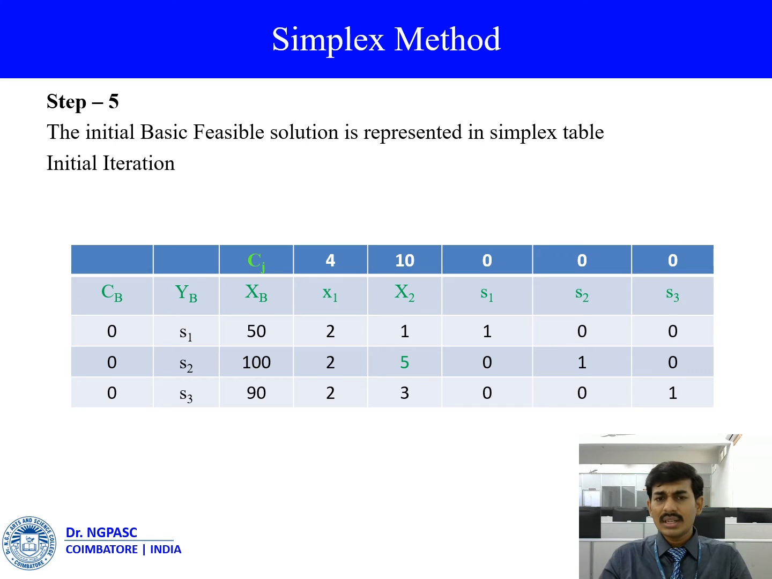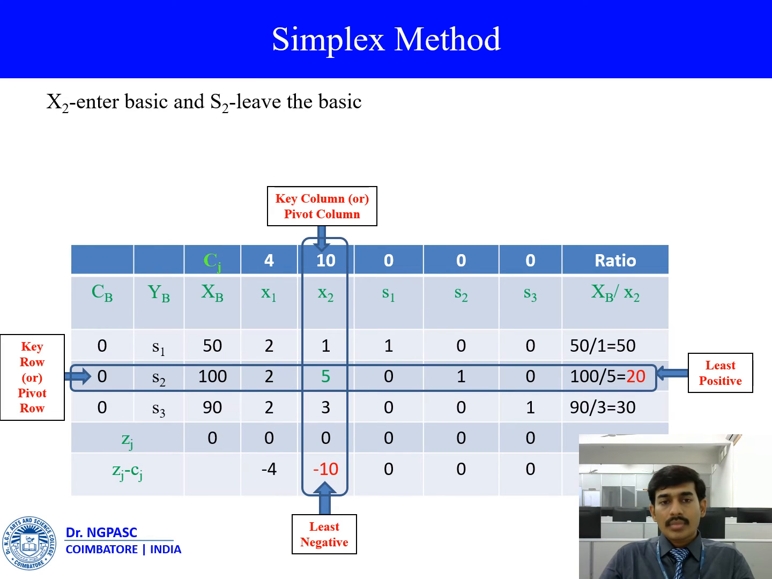Then the objective function Cj is equal to 4, 10, 0, 0, 0. In this table, to find Zj, and after that Zj minus Cj. Zj is nothing but Cb1 multiplied by xb1 plus Cb2 multiplied by xb2 plus Cb3 multiplied by xb3, which is nothing but 0 times 50 plus 0 times 100 plus 0 times 90, so 0. Same for x1, x2, s1, s2, s3. So these are called Zj. Then we can find Zj minus Cj.